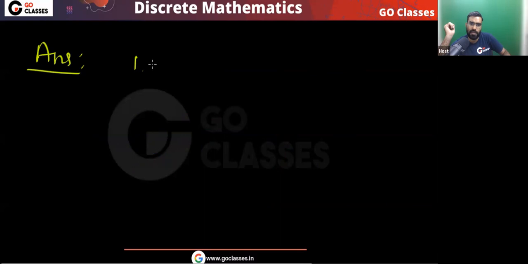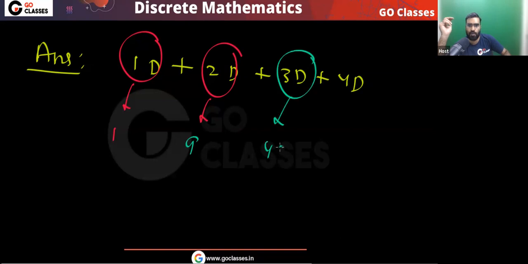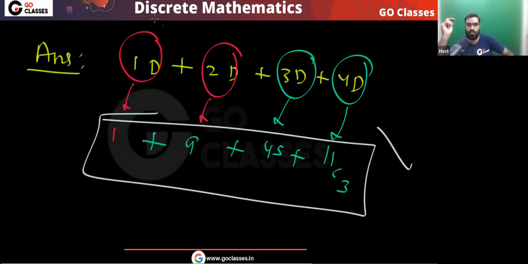So your answer will be 1-digit plus 2-digit plus 3-digit plus 4-digit. 1-digit, how many? Only 1. 2-digit, how many? There were 9. 3-digit were 45 and 4-digit were 11C3. You can calculate. This is your final answer.